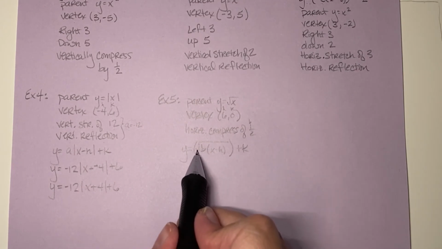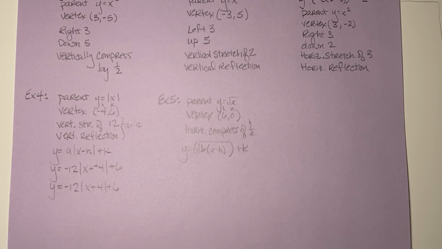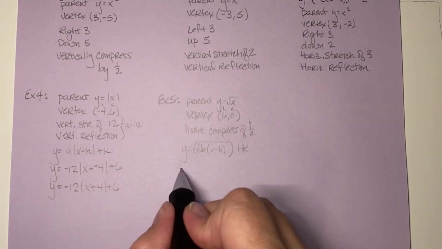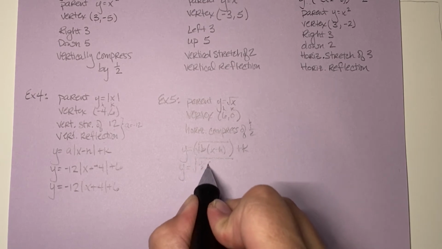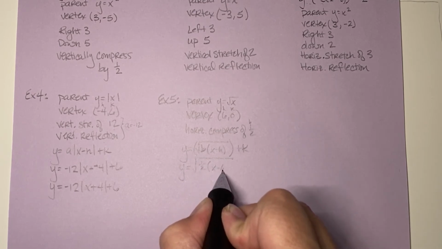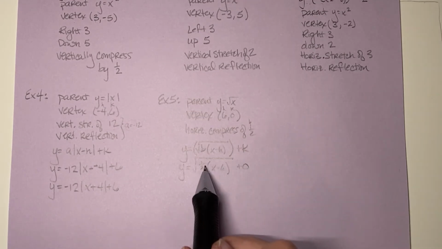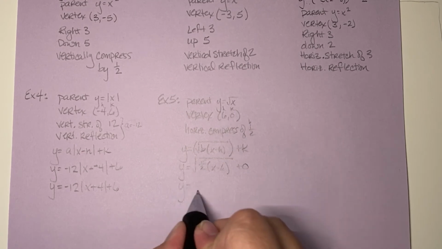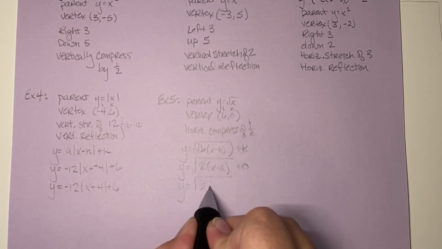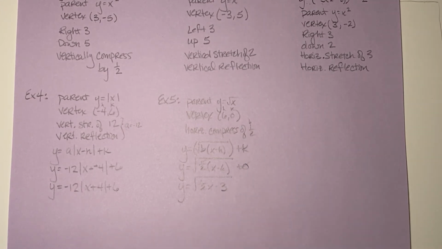You'll notice that B is still under the radical, but outside of the parentheses with the x. So y equals the square root of 1/2 times (x minus 6). Now we need to distribute this 1/2. And since that's plus 0, we can just leave that off. And that's the equation for that graph.